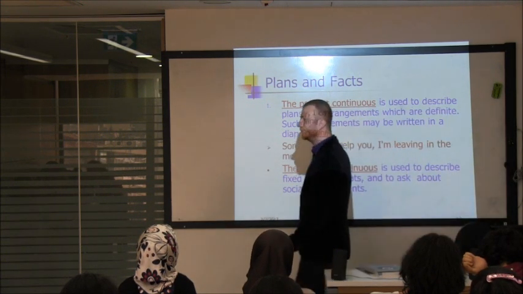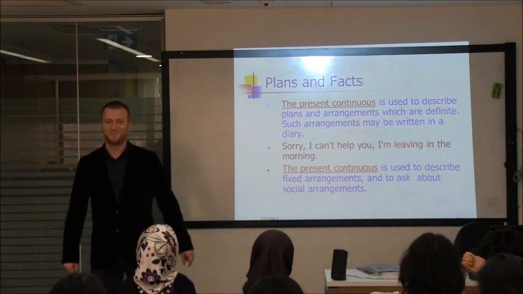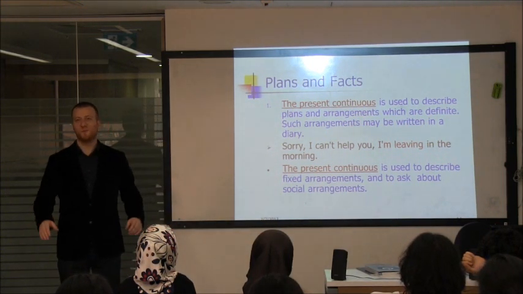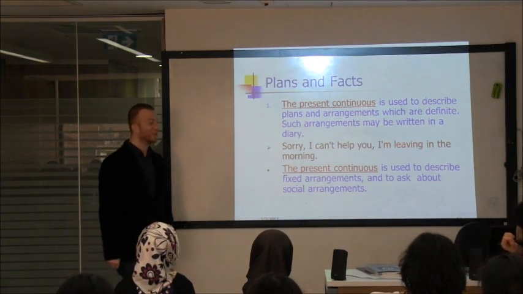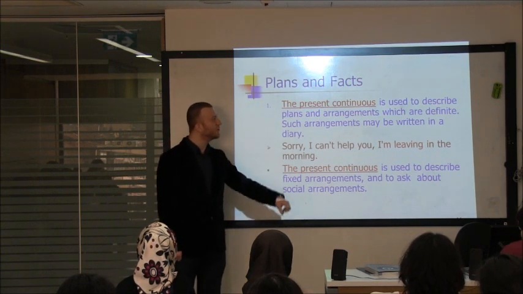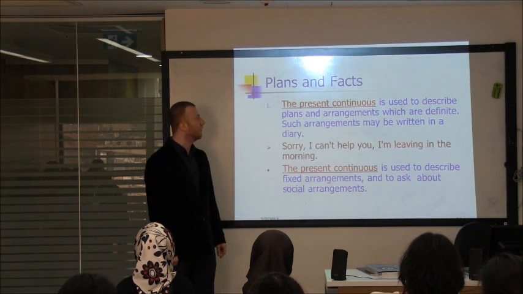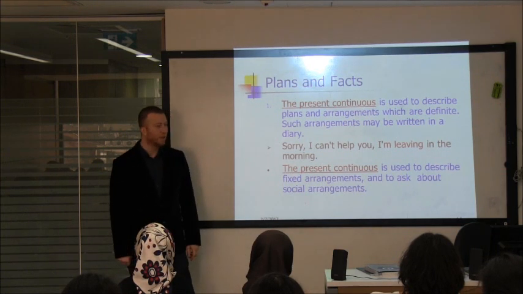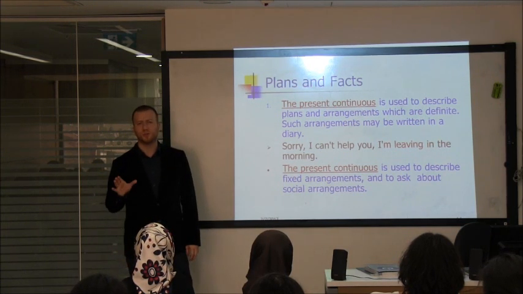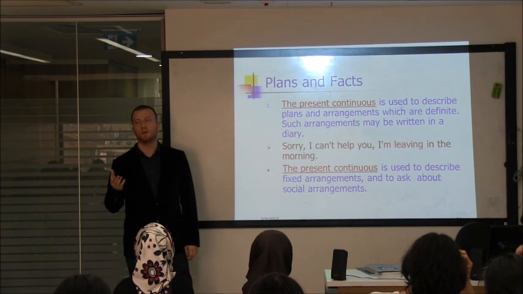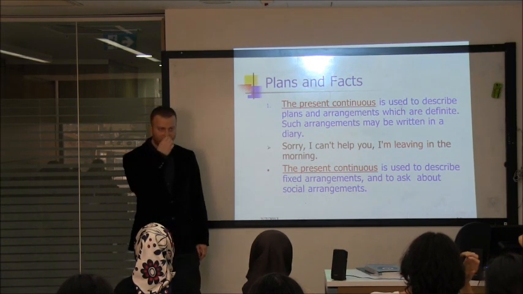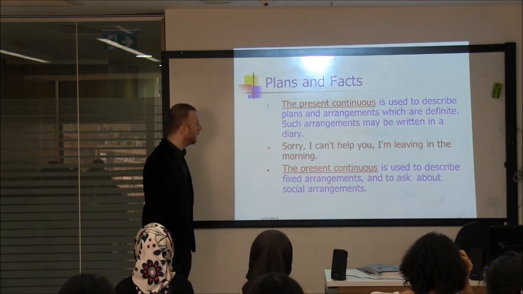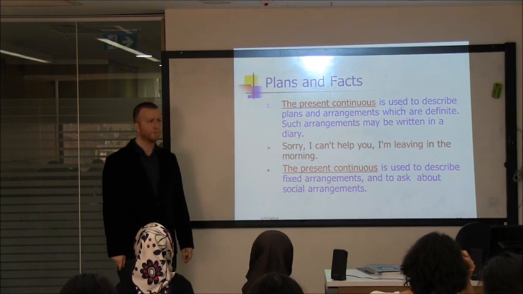Present continuous. Okay, we are coming to the end. Don't worry. The present continuous is used to describe plans and arrangements which are definite. Such arrangements might be written in a diary. So we can use present continuous future for the future events that you want to write in your diaries. This is important. I think we haven't talked about it before.